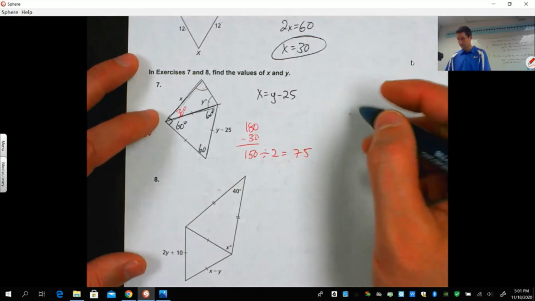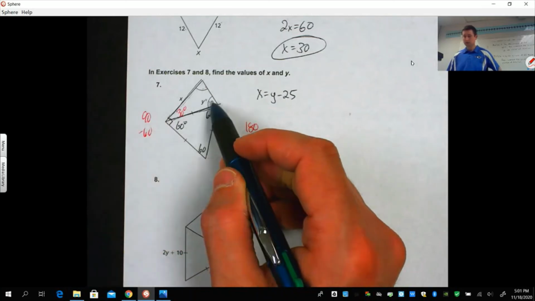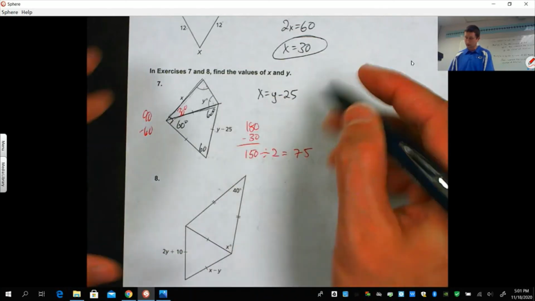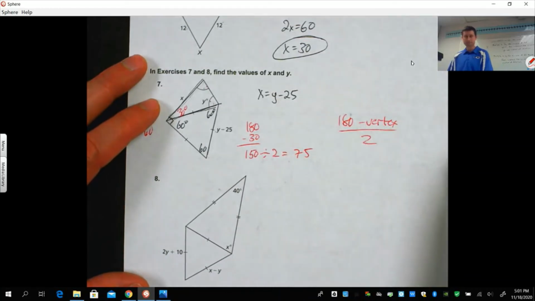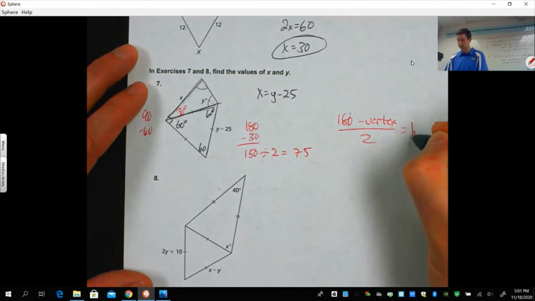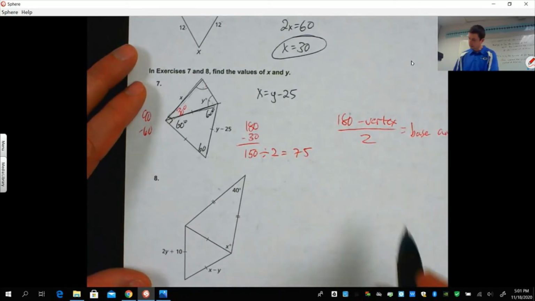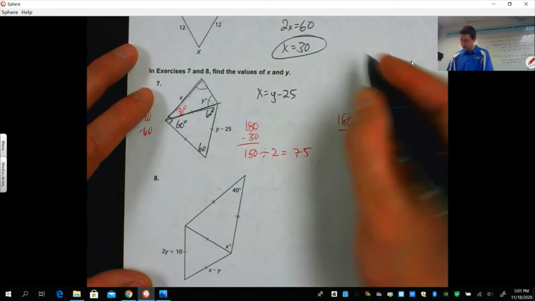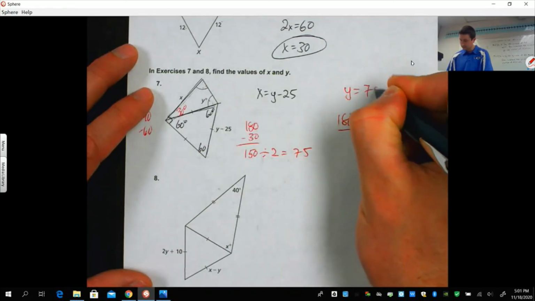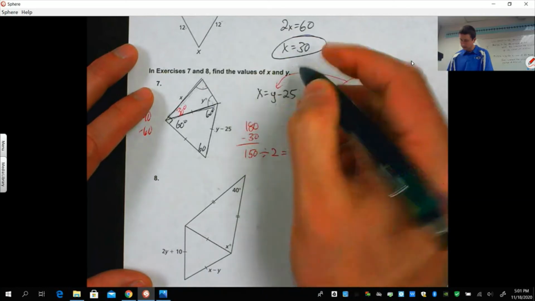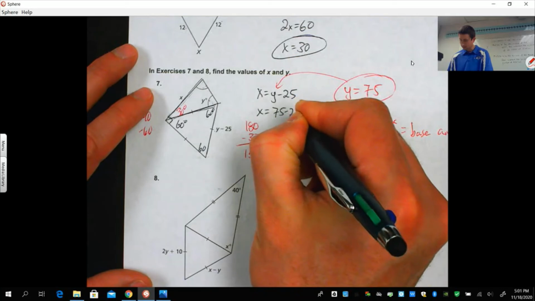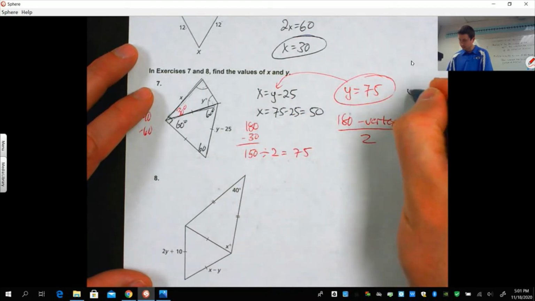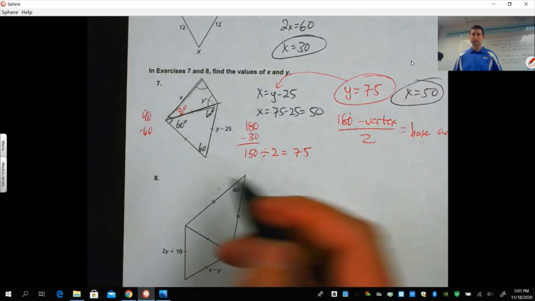Okay? So when you're looking for the base angles, you know the vertex. 180 minus the vertex angle divided by 2. That's how you find a base angle. 180 minus vertex divided by 2. So we get from that y is going to equal 75. Take that y, let's plug it in there. So x would be 75 minus 25, which is 50. So x equals 50.